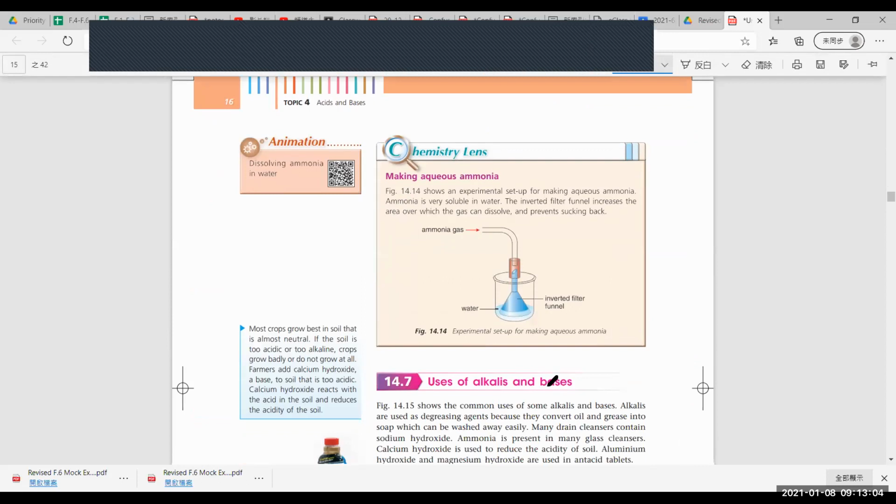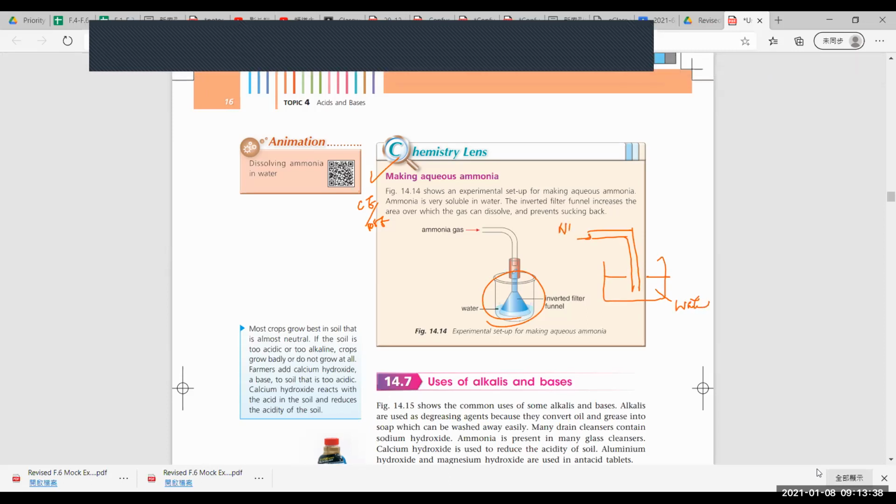It's easy, right? So if you want to collect some gases, how do you produce ammonia solution? It can be done by dissolving ammonia gas into water, right? This is the diagram which you may find in the DSE past paper. Very often, instead of bubbling directly into water like this, they tend to do this action.